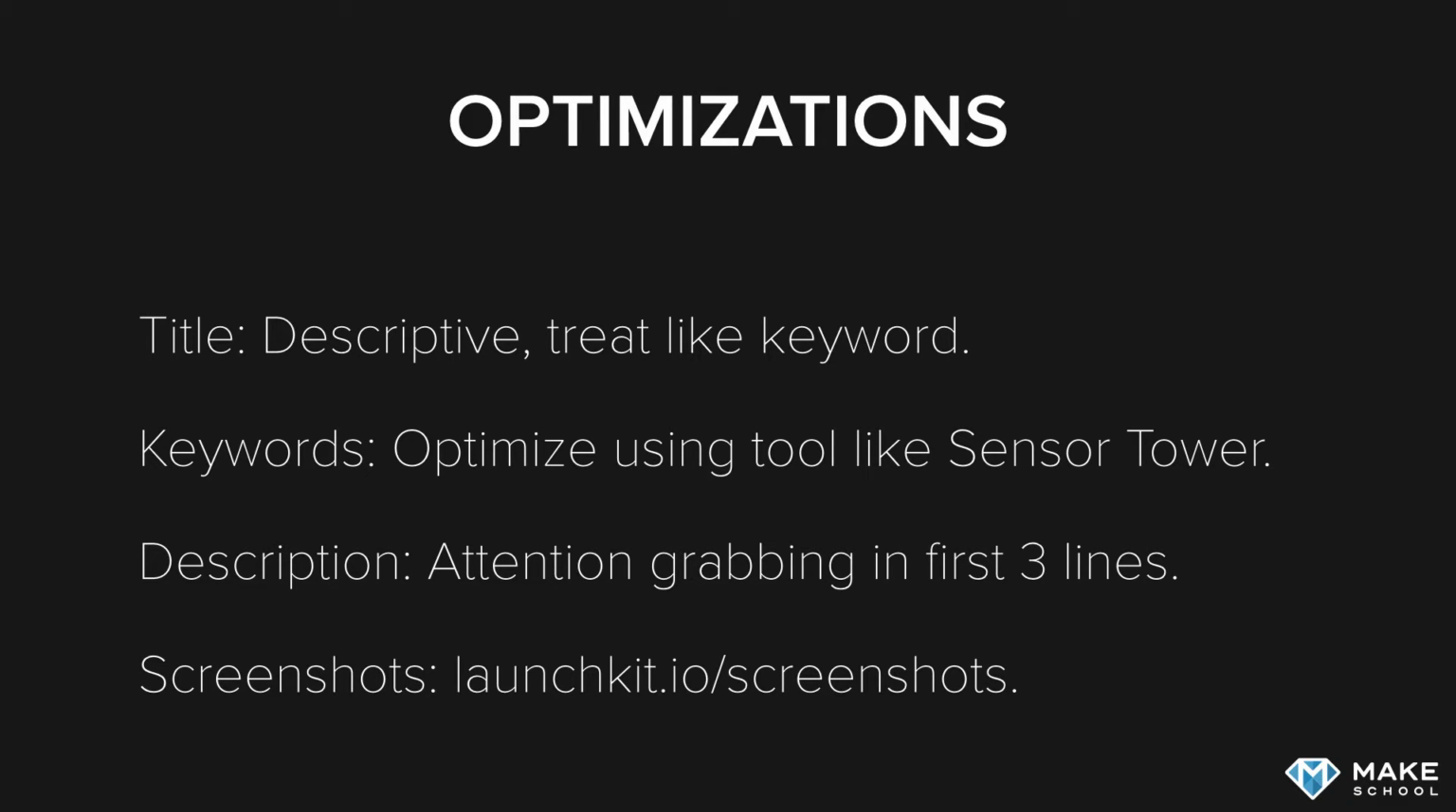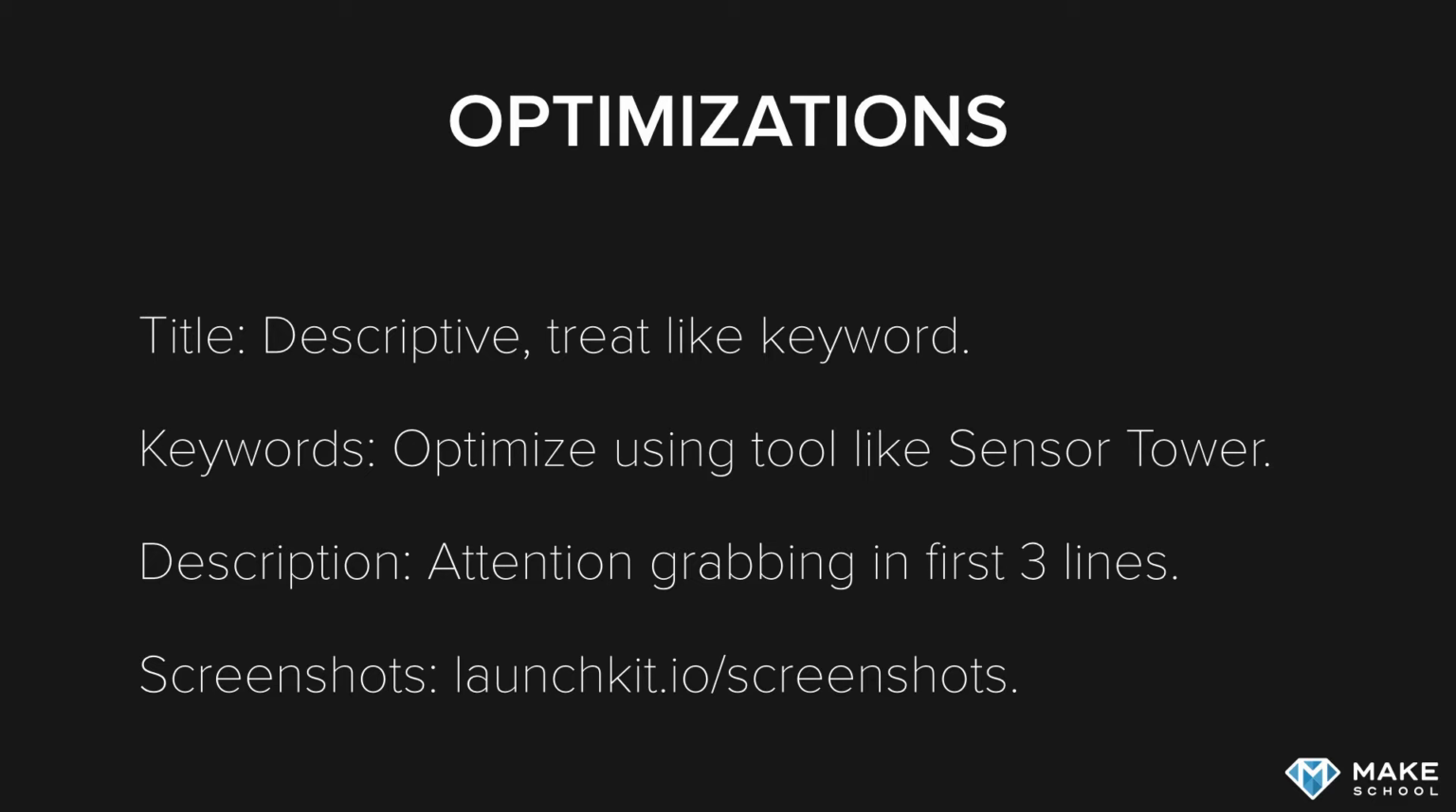There are two goals in these optimizations. The first is to show up more often when users search for apps on the App Store. The second is to make it more likely that users will download your app once they see it on the App Store. The first three optimizations listed relate to search optimization. These are the title, the keywords, and the description of your app.